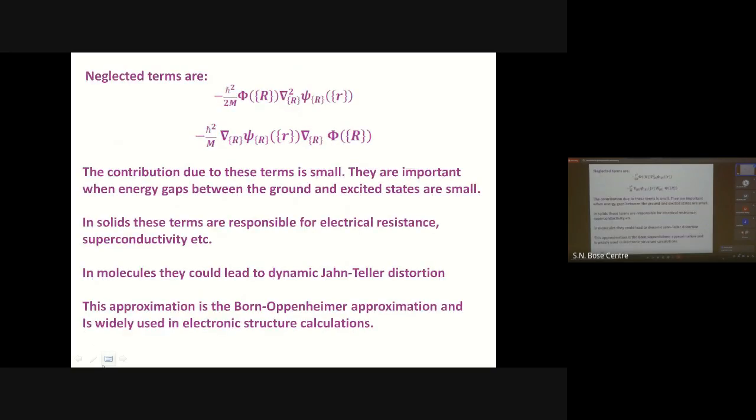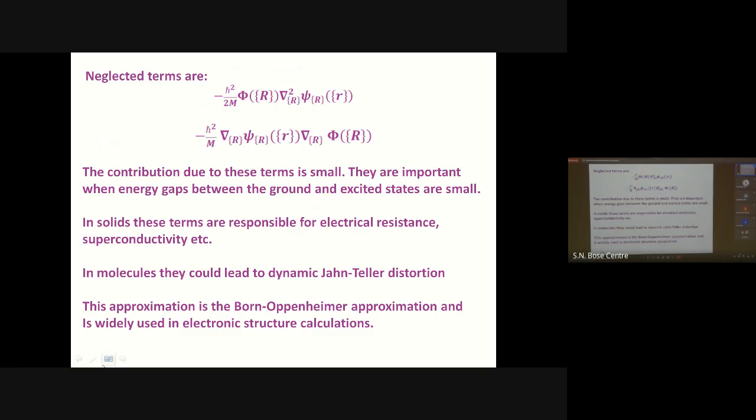So the neglected terms are basically cross terms which involve the differential of the electronic wave function with respect to nuclear coordinates, and then a mixed differential of the electronic wave function and the nuclear wave function with respect to the nuclear coordinates. If you look at the expectation value of the first term, it goes to 0. So basically, the approximation is pretty good. If you look at the second term, this energy expectation value is like the mass of the electron divided by the total mass of the nuclear system times the kinetic energy of the electron.